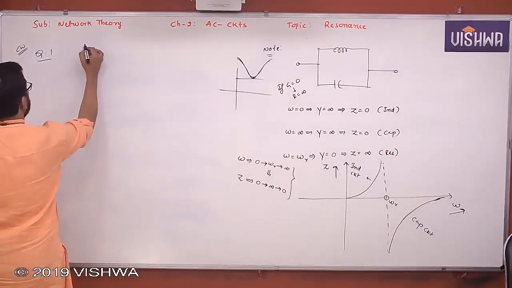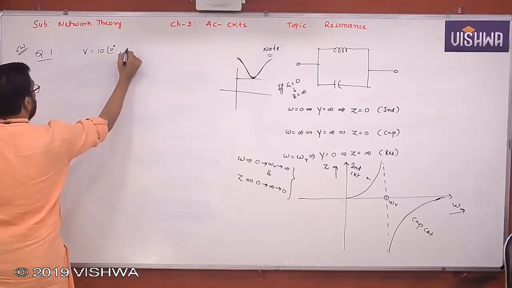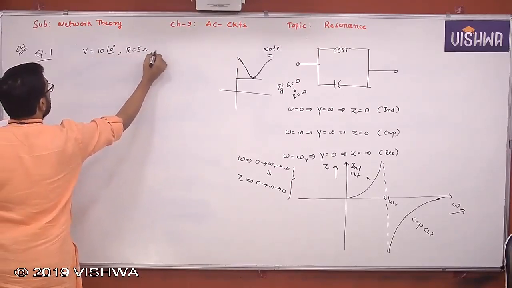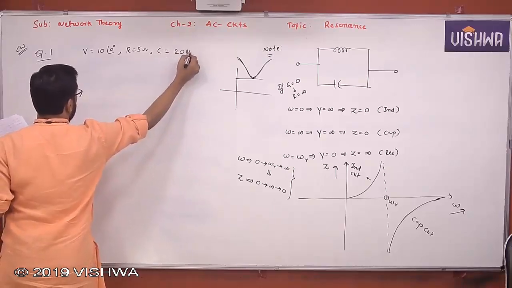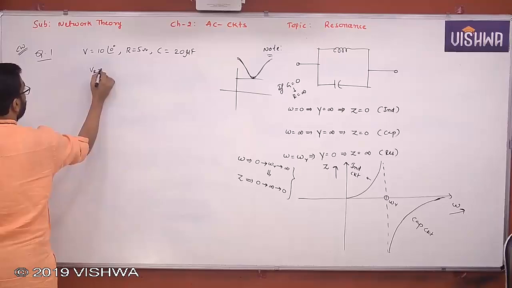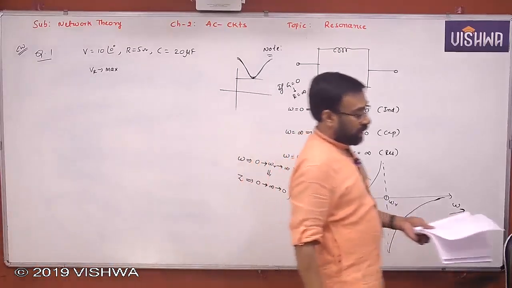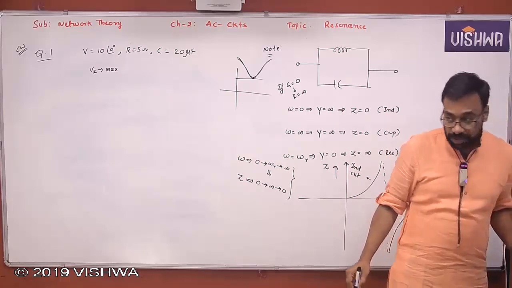Okay, what is given? Actually, the applied voltage V is equal to 10 at an angle of 0 is given. Resistance R is equal to 5 ohm. C is equal to 20 microfarad. And L is adjusted until that VR becomes maximum. So he's asking what is the voltage across each element. Okay, so it's a very simple question.